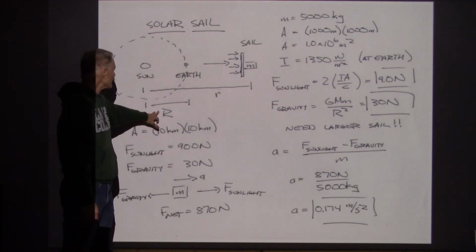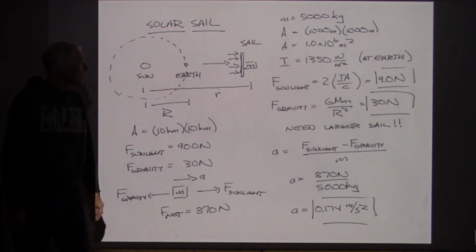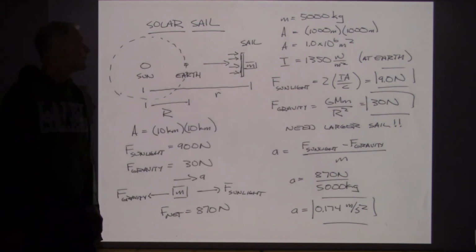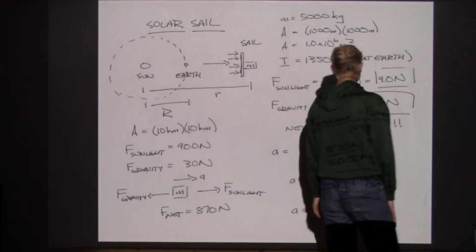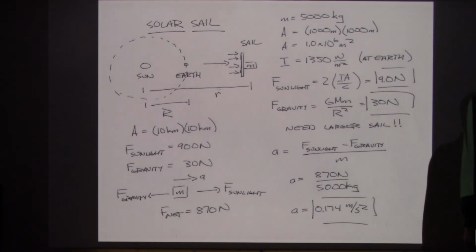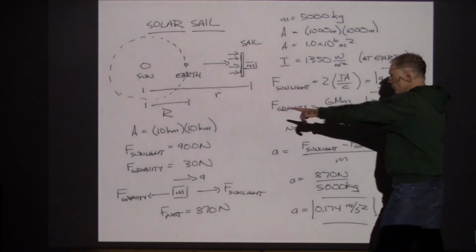So we're going to start at distance big R, and then we're going to try and get out to little r. Now what I found was, for this satellite, at the location of Earth's orbit, the gravitation is exerting a force of 30 newtons. Okay, that's a problem. The sunlight is only exerting a force of 9 newtons, but gravity from the sun is exerting a force of 30 newtons. So we need a larger sail. And that's when I did this.